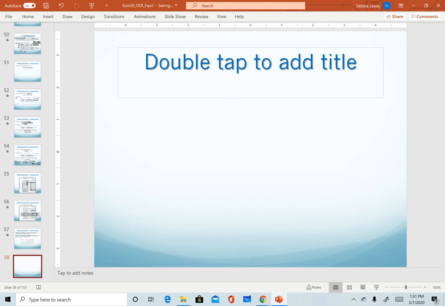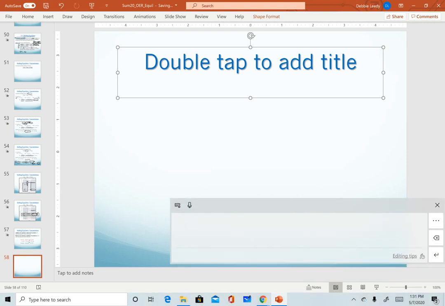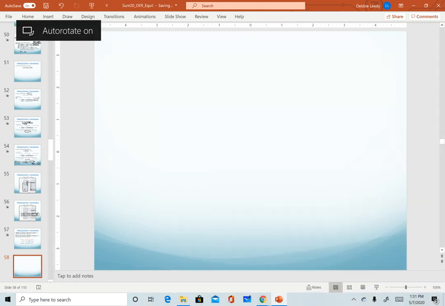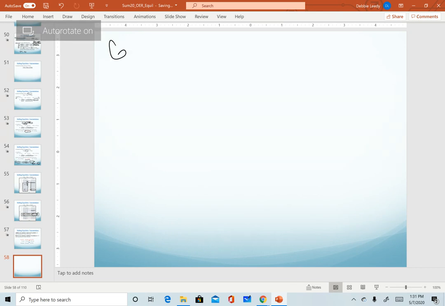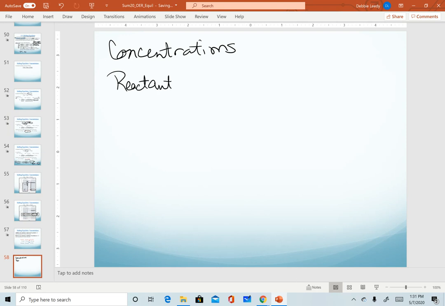For this slide, I'm going to walk through, as soon as I get rid of that table, there we go. I'm going to walk through the shifts that we would see when we change concentrations in a reaction. So again, we really have four options. We can increase a reactant, we can increase a product, or we can decrease those.